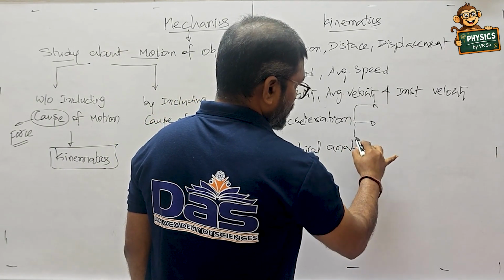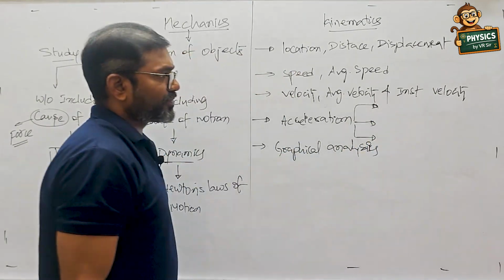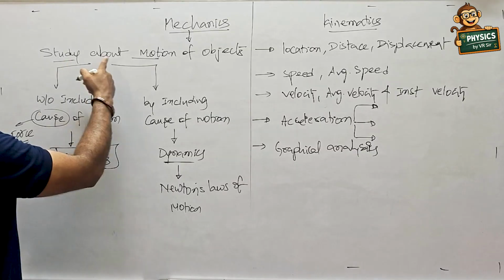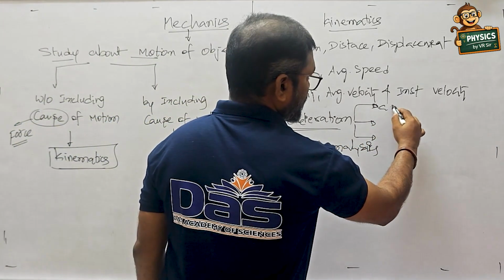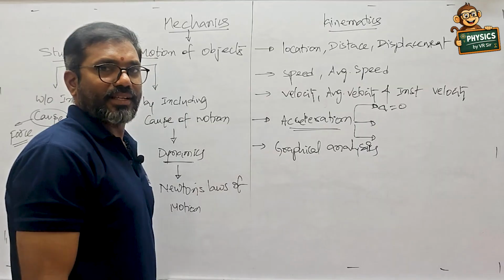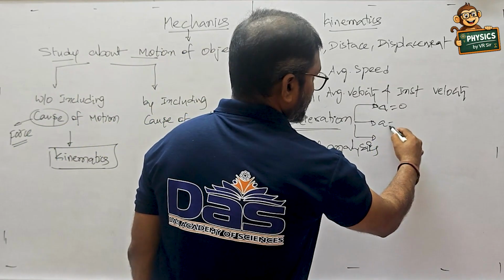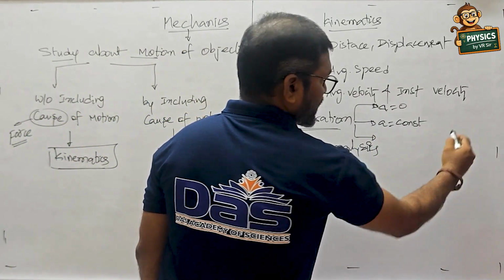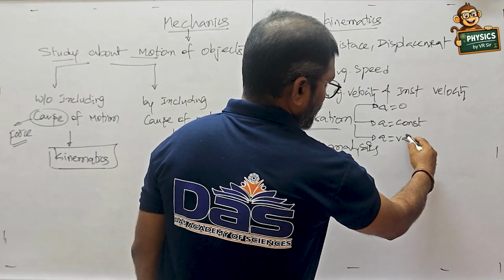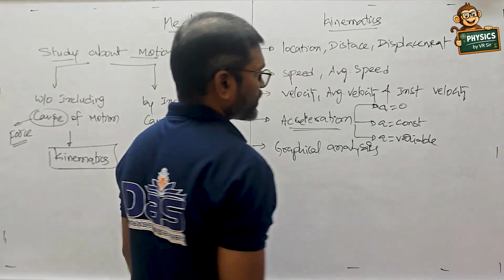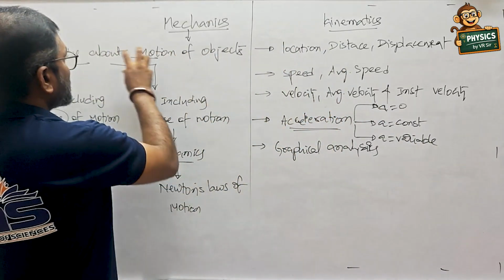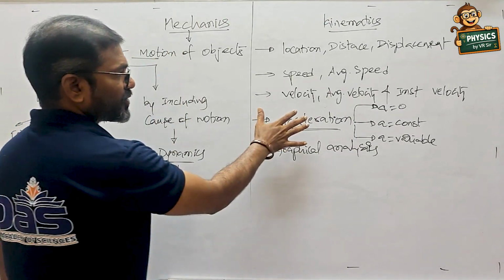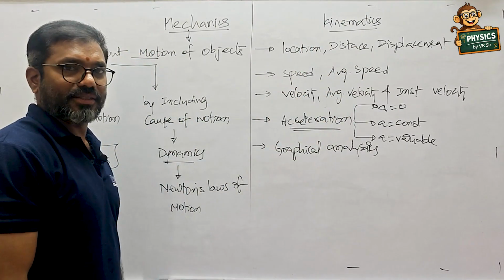Again, acceleration. While we are studying acceleration, the study of the motion of the object based on acceleration, it can have zero acceleration, it can have constant acceleration, and it can have variable acceleration. So based on the acceleration, we can study the motion of the body. Of course, it is also part of kinematics.